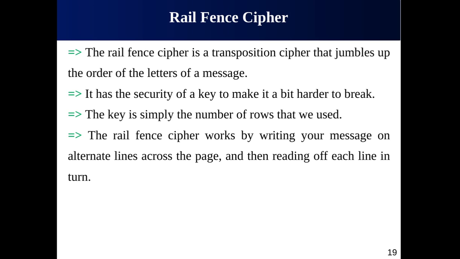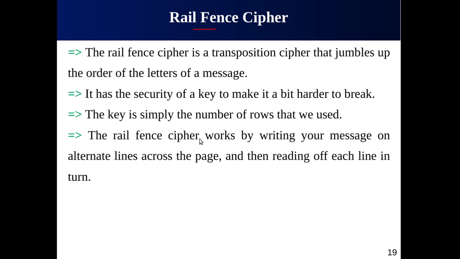Okay, so it has the security of a key, which will make it a bit harder to break as compared to the substitution cipher. The key in this cipher is actually the number of rows that we use, or the number of columns that we use. In this cipher, we have to write the plain text message on alternate lines across a page, for example, and then read each line in turn, like read line number 1, then line number 2, then line number 3. To encrypt a message using this cipher, you have to write your message in a zigzag format, and then start writing the letters of the plain text.